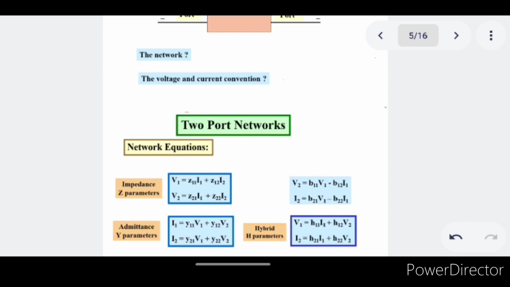Let us go for Z parameters. As Z is equal to V by I, it is considered in the equation V1 is equal to Z11 I1 plus Z12 I2, and V2 is equal to Z21 I1 plus Z22 I2. Now let us go for the equivalent circuit.